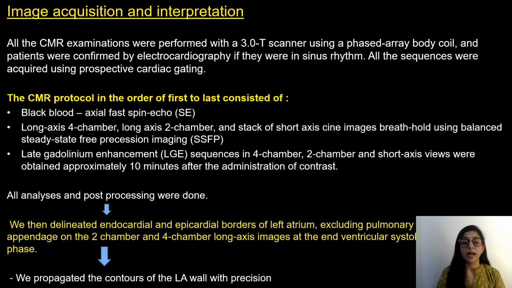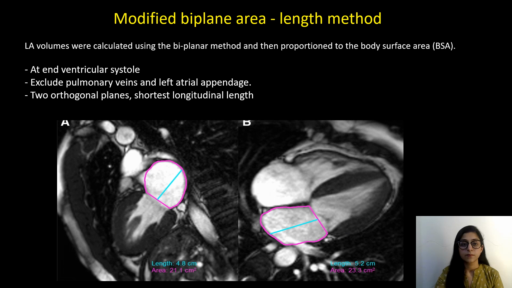We then delineated endocardial and epicardial borders of the left atrium, excluding the pulmonary veins and left atrial appendage, on the 2-chamber and 4-chamber long axis images at the end ventricular systole as the reference phase. We propagated the contours of the LA wall with precision. LA volumes were calculated using the biplanar method and then indexed to the body surface area at the end ventricular systole, excluding pulmonary veins and left atrial appendage, in 2 orthogonal planes.